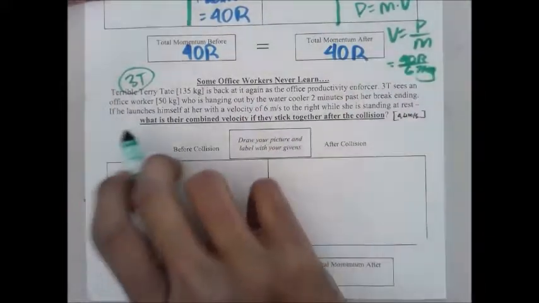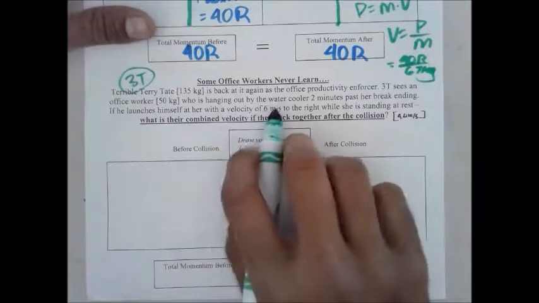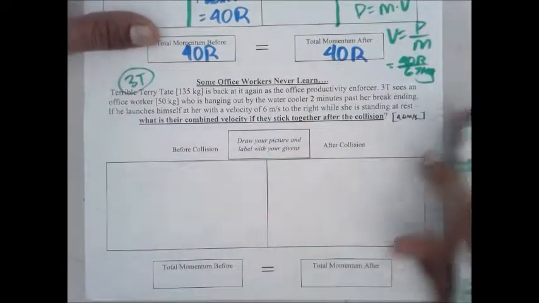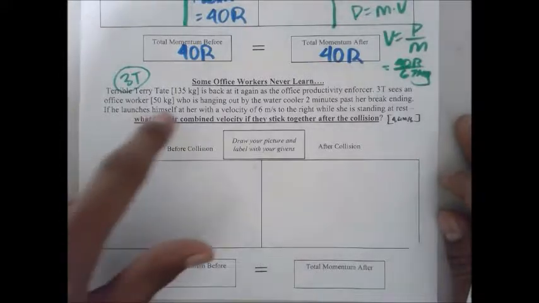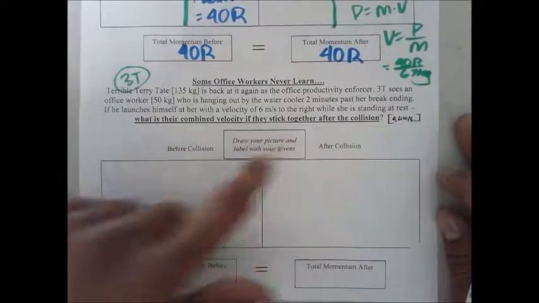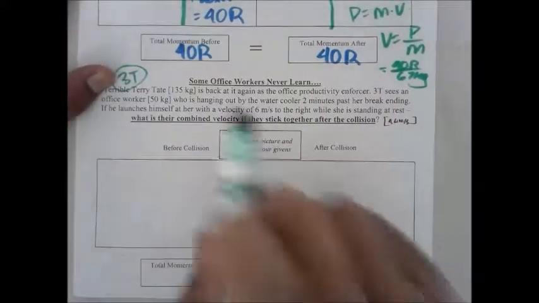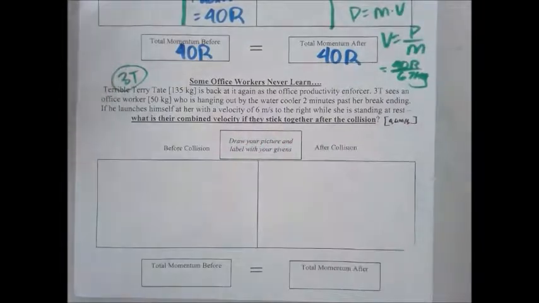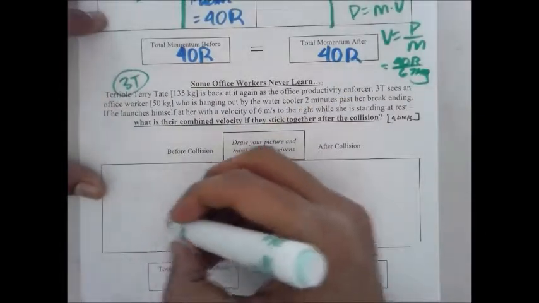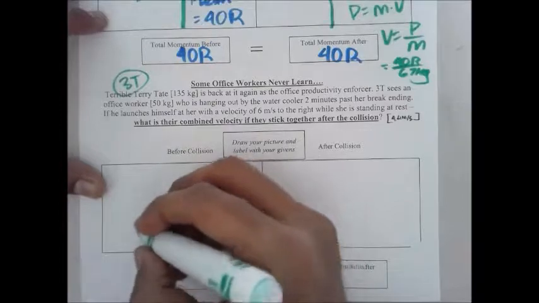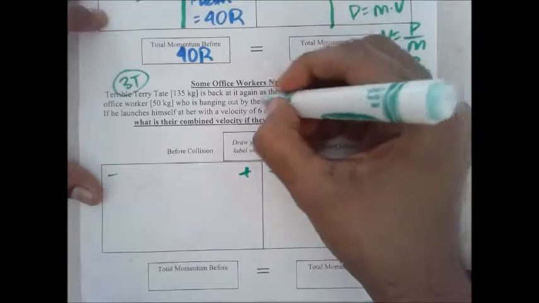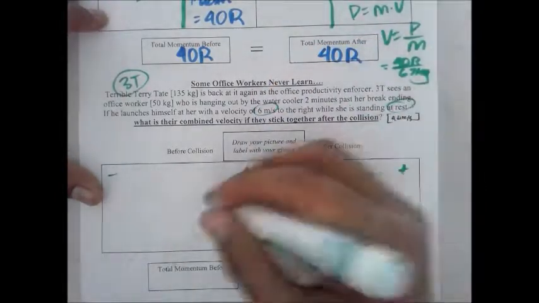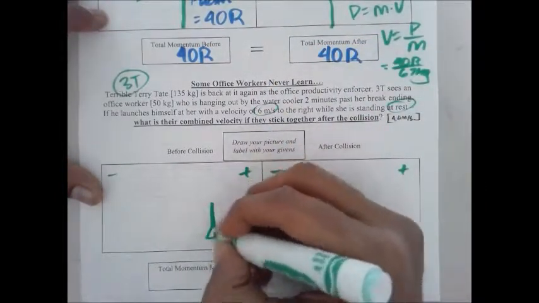Triple T sees an office worker, 50 kilograms, who is hanging out by the water cooler 2 minutes past her break ending. Oh no! Office worker, bad idea. If he launches himself at her with a velocity of 6 meters per second to the right while she's standing at rest, what is their combined velocity if they stick together after the collision? Alright. Oh boy. Terry Tate. He launches himself at her with a velocity of 6 meters per second to the right while she's standing at rest. Okay, so she's standing at rest.